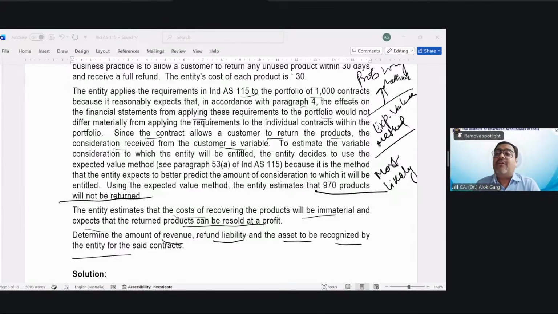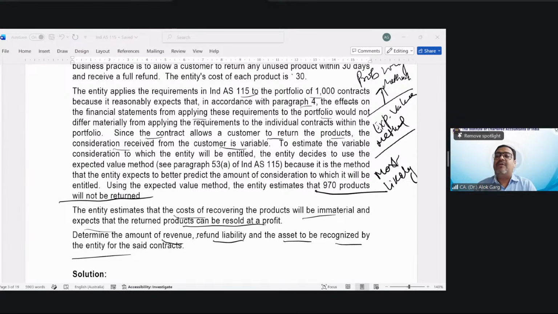At what value will you credit your revenue? If today you estimate that you will be able to retain the customers worth 970 products, so 970 customers will not come and return the goods. So you have to recognize the revenue. Remember, to the extent the collection is probable. Collection is probable means even whatever you have collected, the reversal will not happen, right? So friends, you have to recognize the revenue for 970 products.